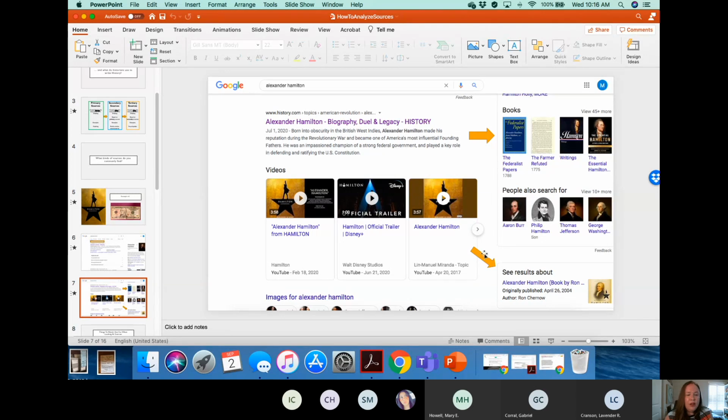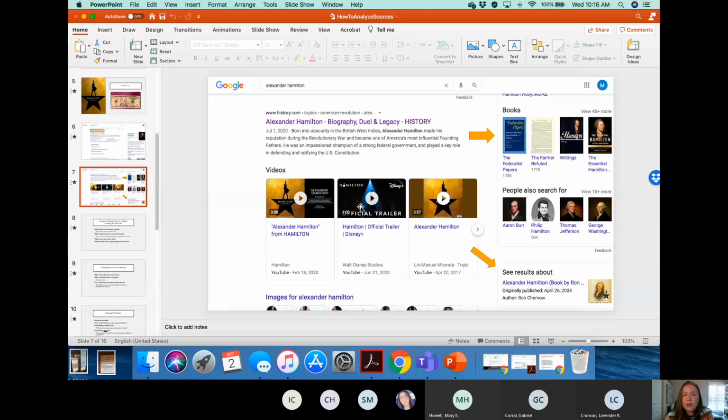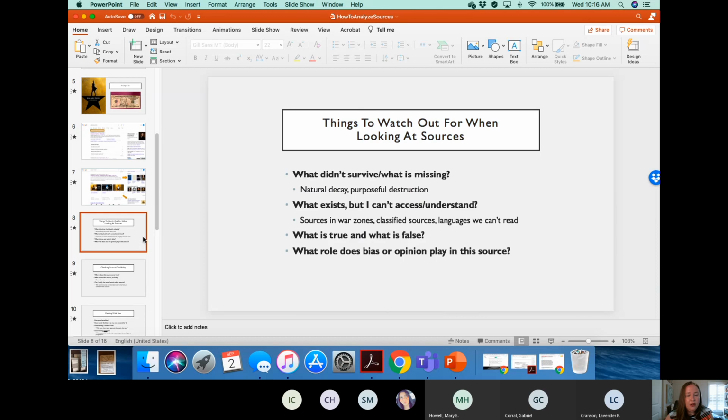Awesome. Okay, so when you look at sources, whether you're looking at Wikipedia or a book or a primary source, there are certain questions that you should ask to get information from these sources. Okay. So things to look out for when looking at sources. One big one is what isn't here, right? Maybe something doesn't survive or something is missing.